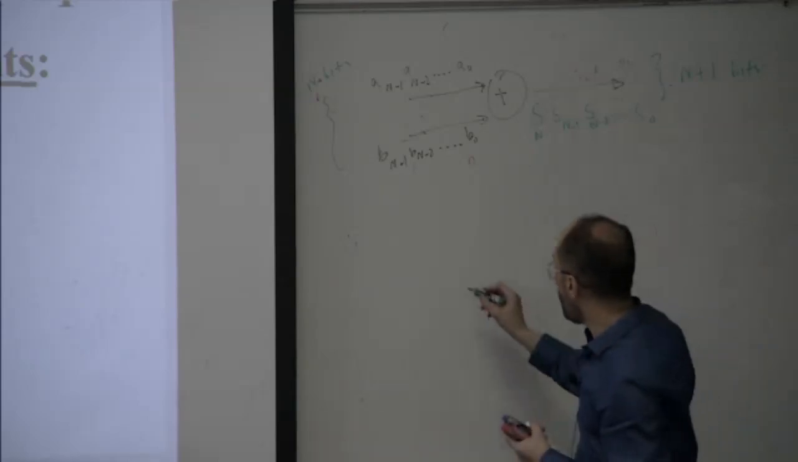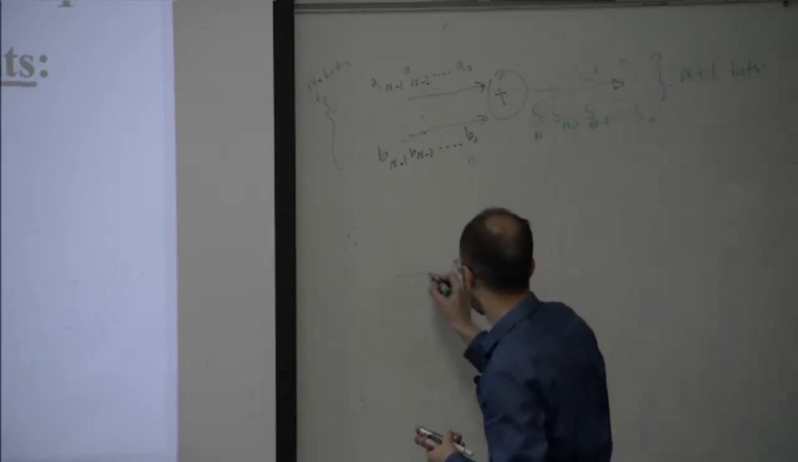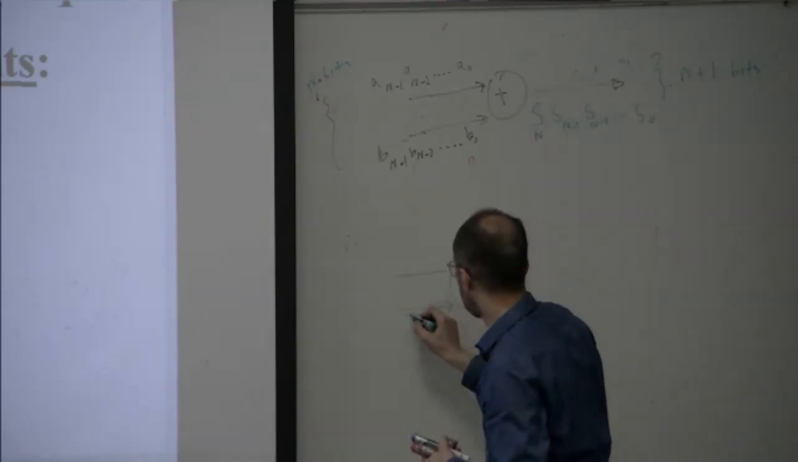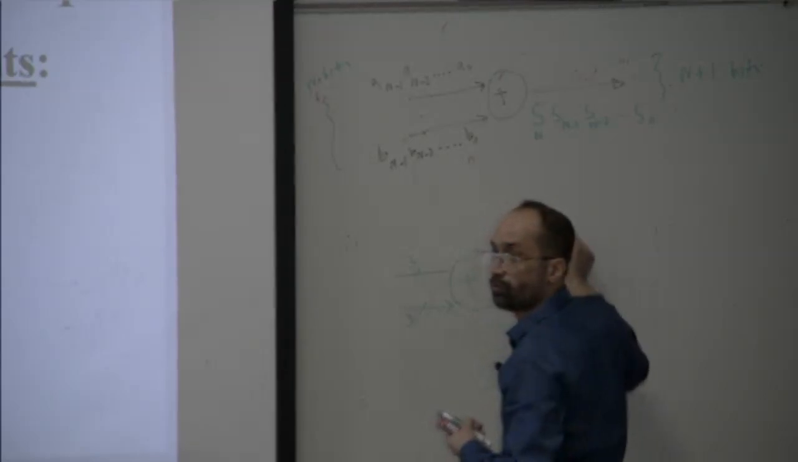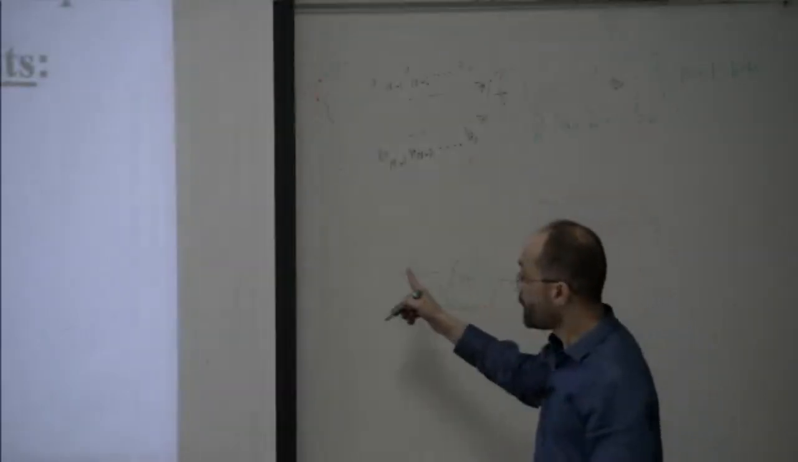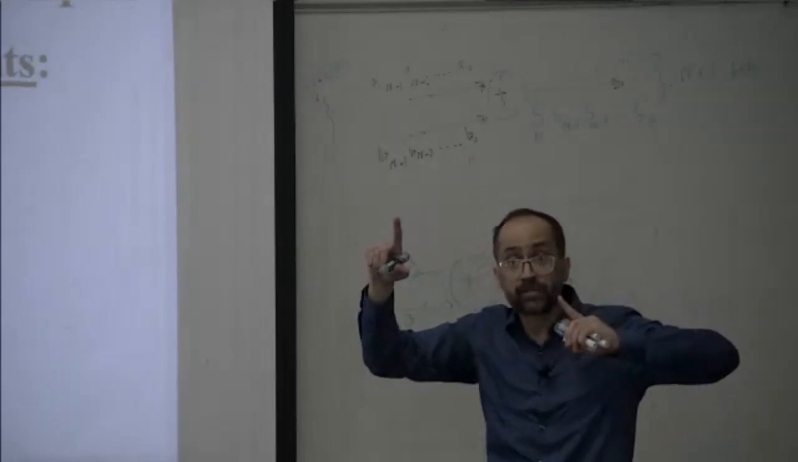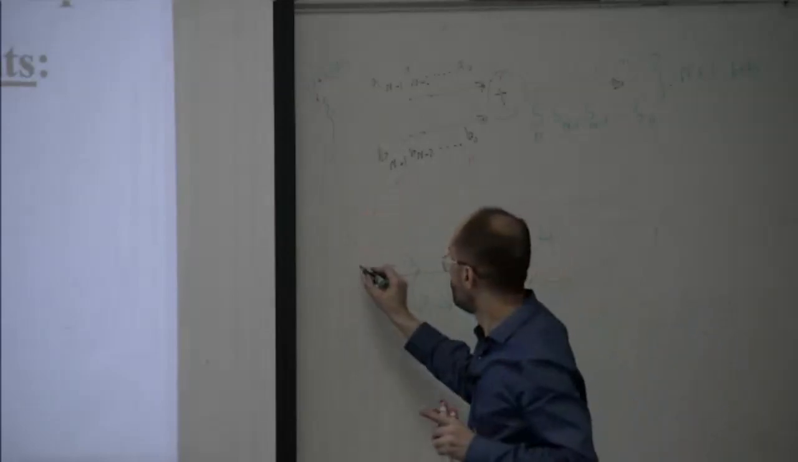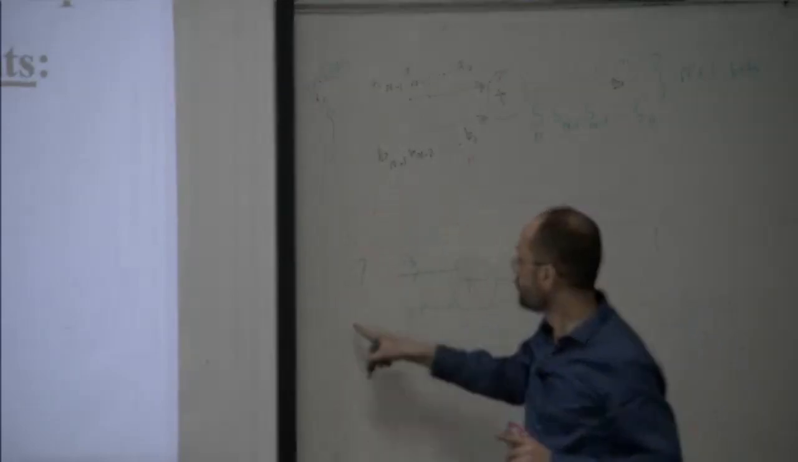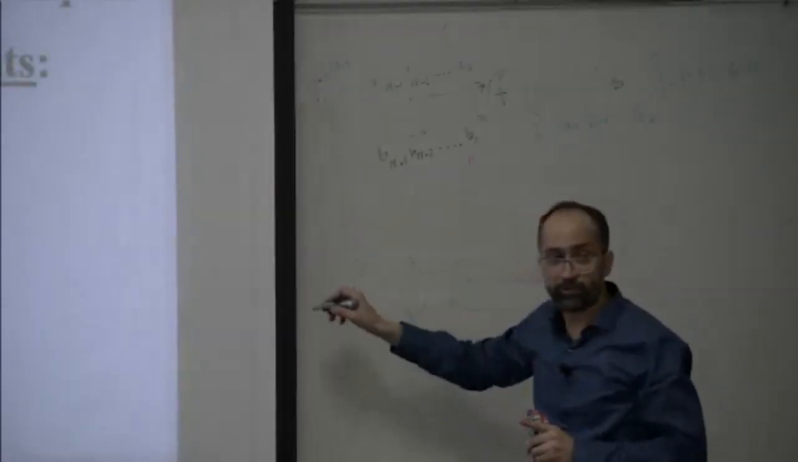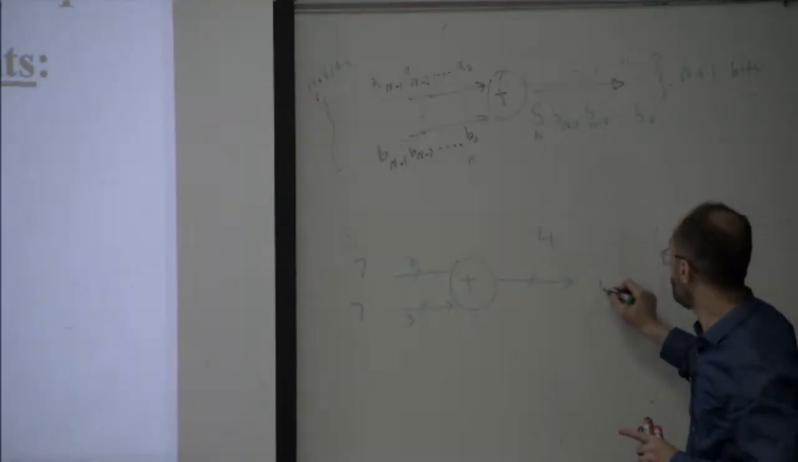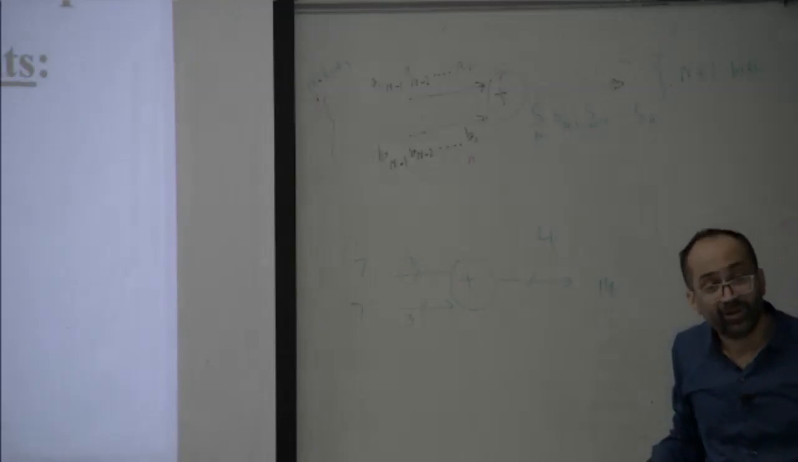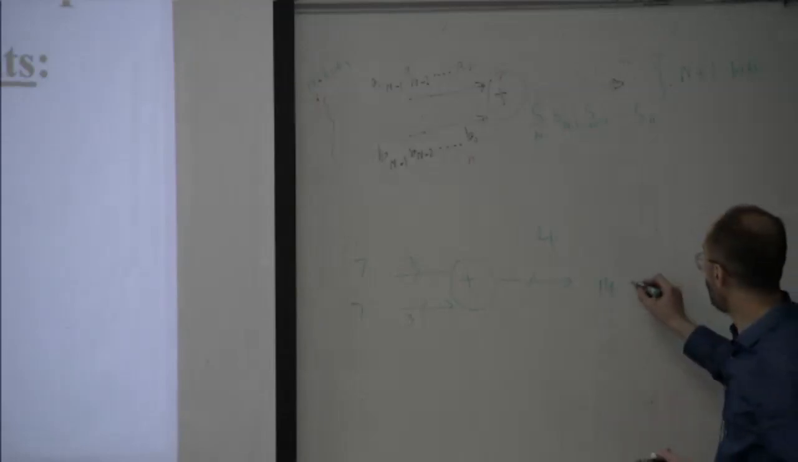Okay, let's assume we want to add two 3-bit numbers. The result will fit into how many bits? 4 bits. Why? What is the maximum for 3 bits? 2 to the power 3 minus 1, which is 7. So 7 plus 7 is 14. To represent 14, how many bits are required? 4 bits.